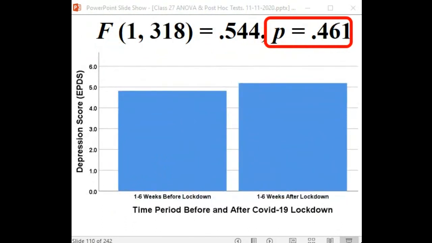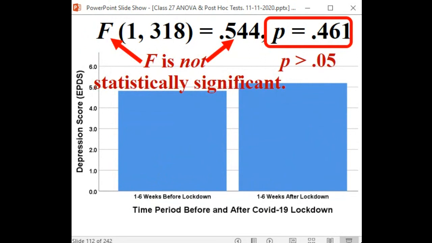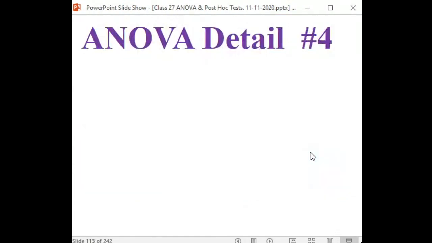Or as another example, here we see that P equals 0.461. P is greater than 0.05, so we automatically know that F is not statistically significant. Okay. So now let's move on to another detail about ANOVA.